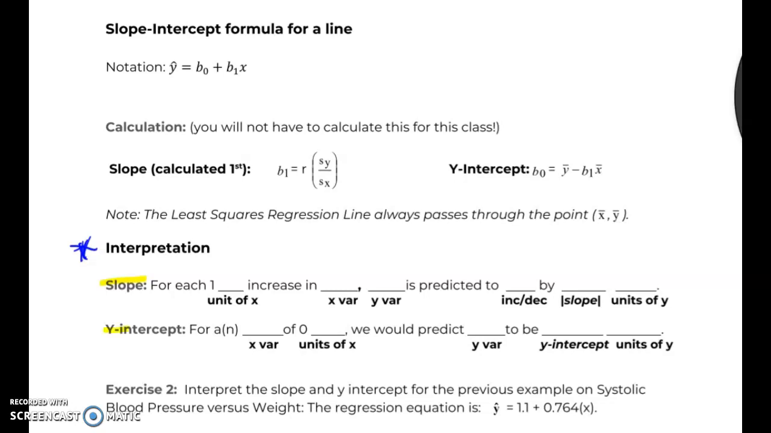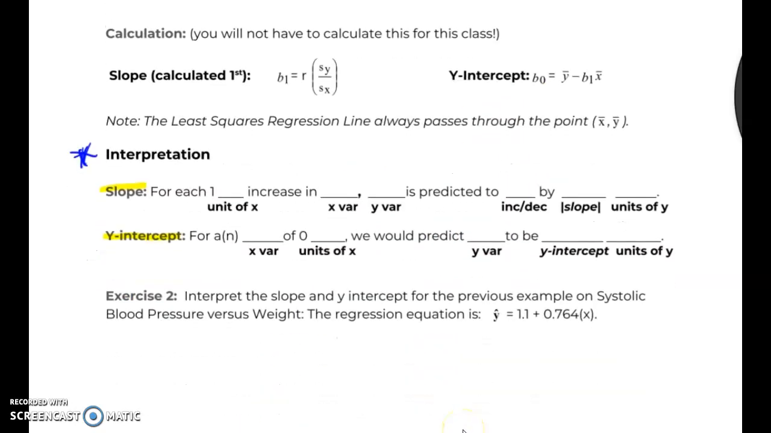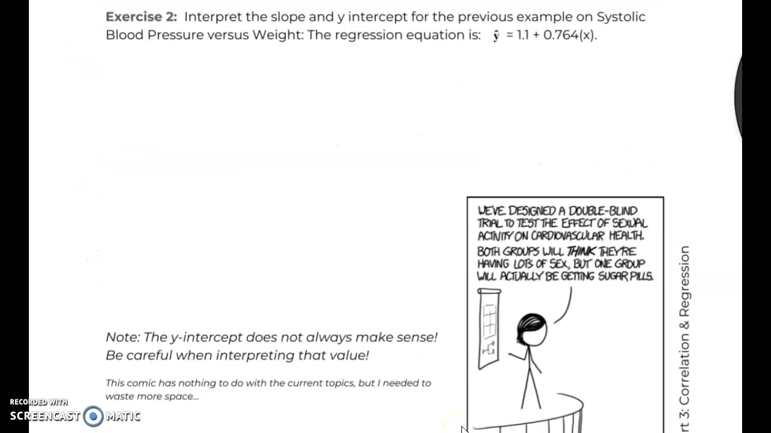Y-intercept, on the other hand, tells us what happens when x is equal to 0. So for an x variable of 0, and then put in your units, we should predict the y variable to be whatever our y-intercept is, and then put in the units of y. This will make more sense in the context of a question. So we're going to go down to exercise 2 and look at the following example.